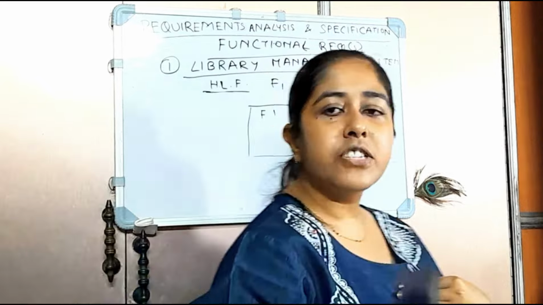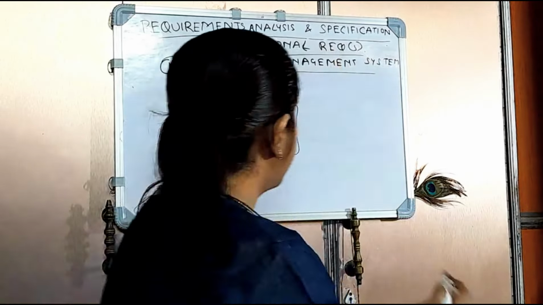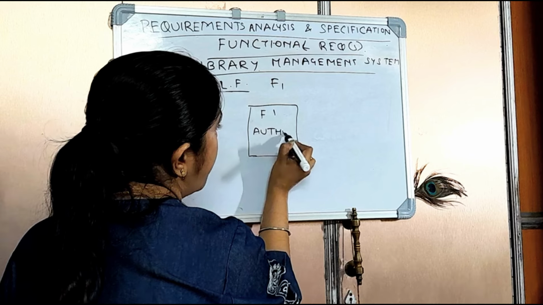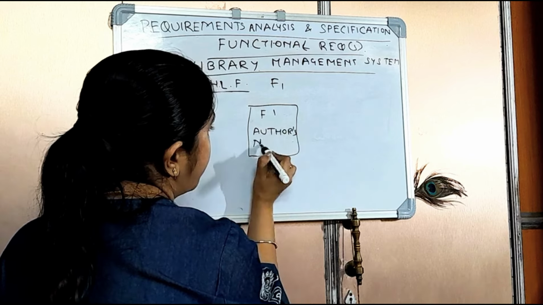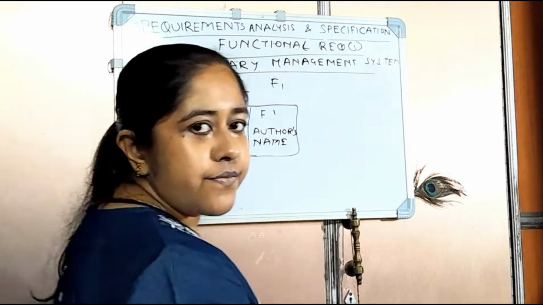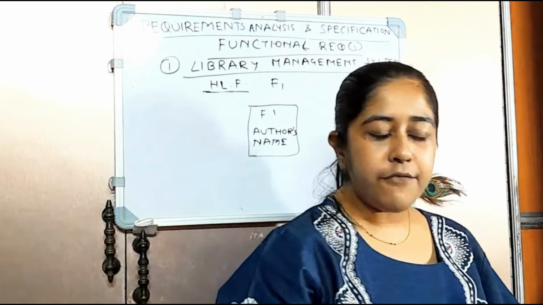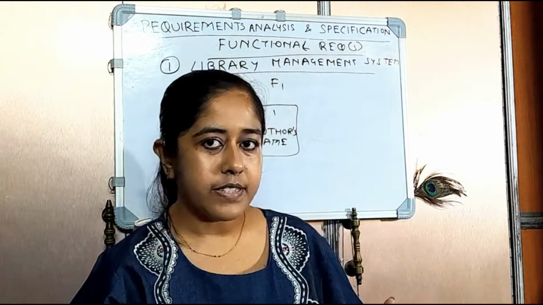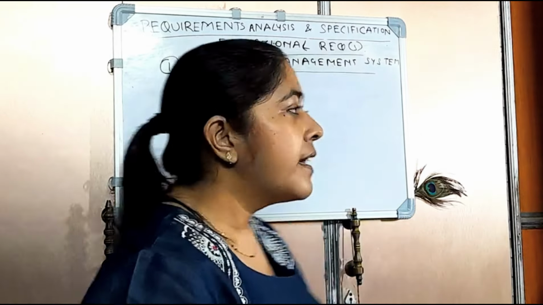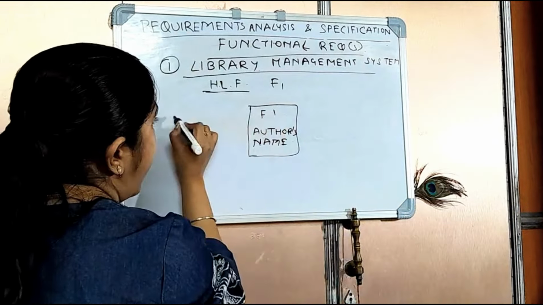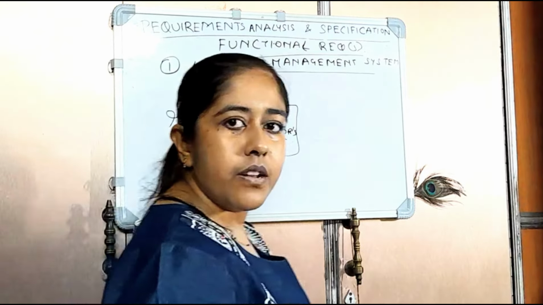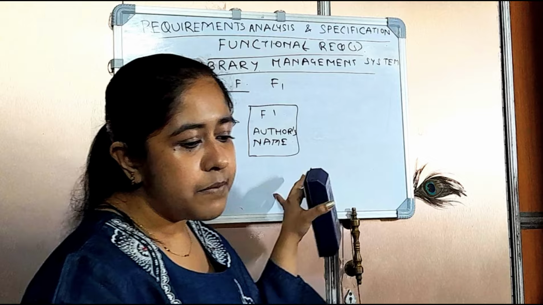Suppose I am searching for a book by writing some author's name. I am finding it with the author's name. So this is my high level function. I am searching a book with a particular author's name. Now what will be my input? I will ask for the input, the author's name. This is my function.